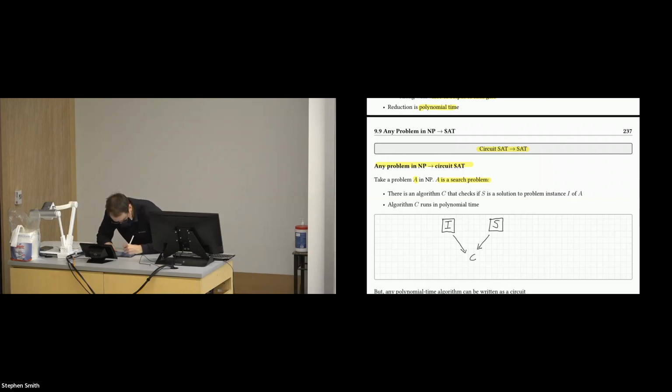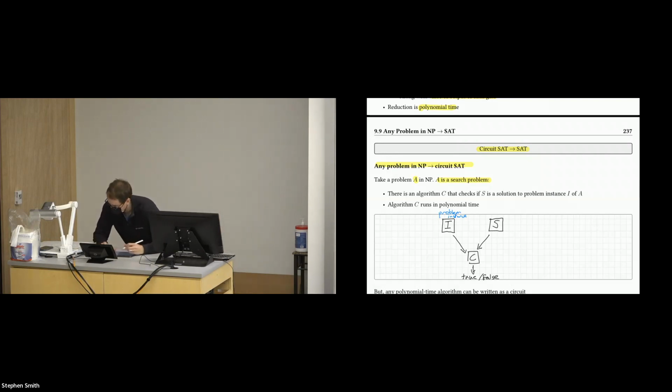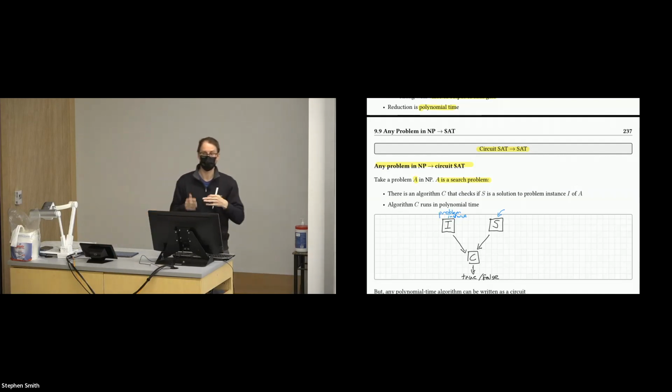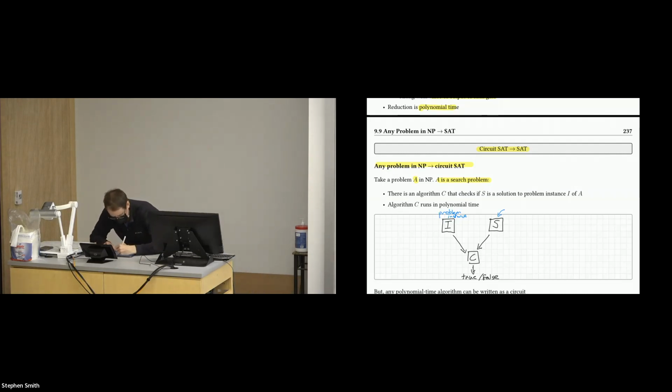They go into my algorithm C, and out comes true or false, right? It tells you, yes, that's a solution to I, or no, it's not. So this is the problem instance. For example, in Hamiltonian cycle, that's the graph. And S is the solution, right? So it would be a sequence of vertices. And now you need to check, does that sequence of vertices actually constitute a Hamiltonian cycle in that graph? Okay.